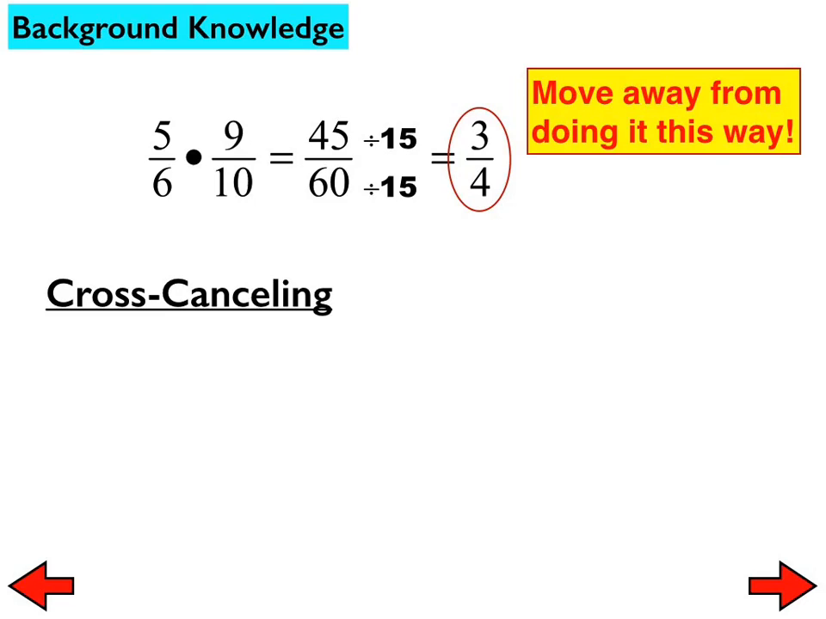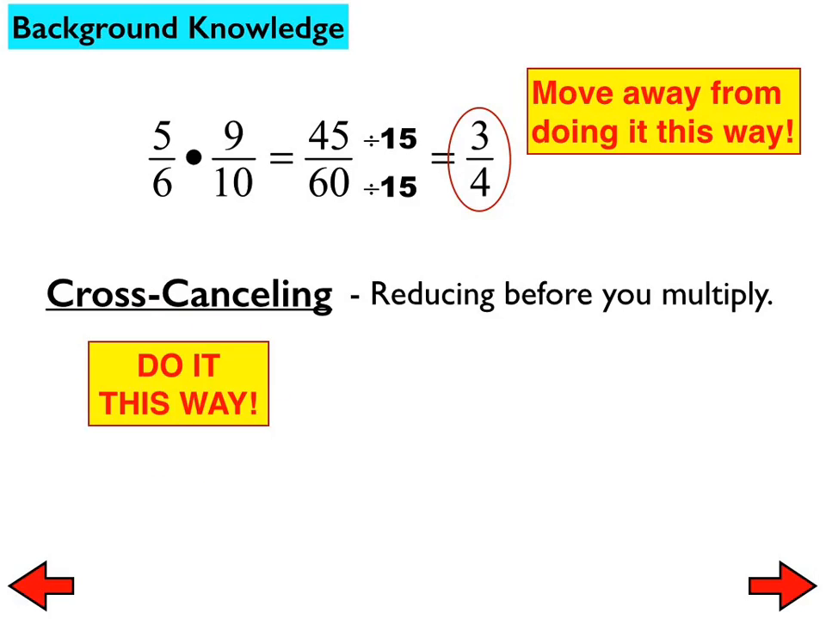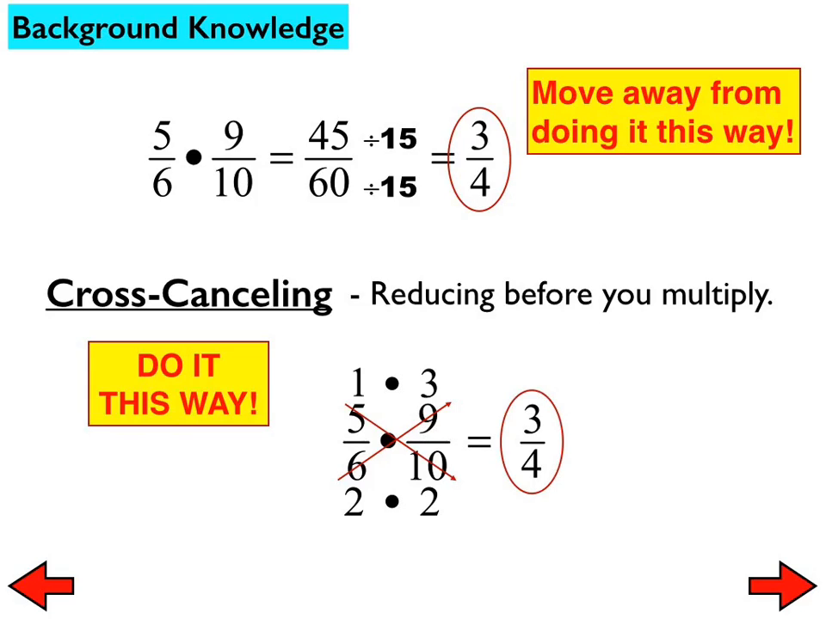We want to utilize cross-canceling, and we've talked about this many different times. And cross-canceling is basically where we are reducing before we multiply, because it's a lot easier to deal with it. So this is really the way that we want to do a problem like this. In other words, 5 goes into 5 once and 10 twice. 3 goes into 6 twice and 9 3 times. Now multiply straight across. It's just much easier to deal with the smaller numbers by cross-canceling.